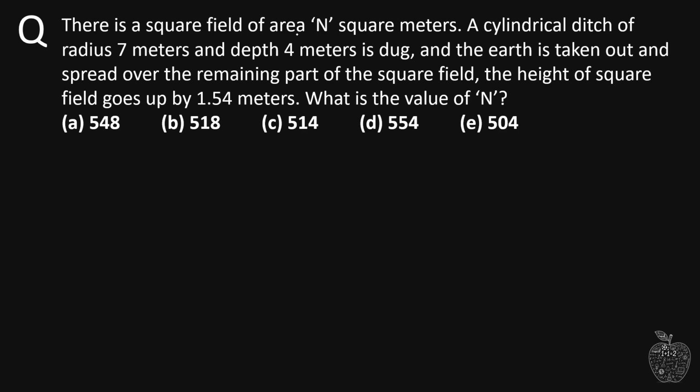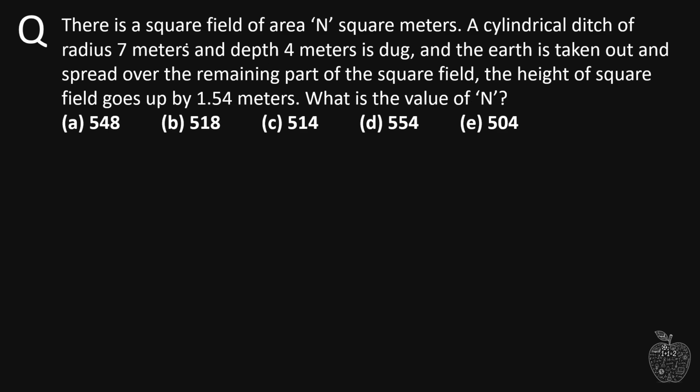There is a square field of area n square meters. A cylindrical ditch of radius 7 meter and depth 4 meter is dug and the earth is taken out and spread over the remaining part of the square field. The height of the square field goes up by 1.54 meters. What is the value of n?